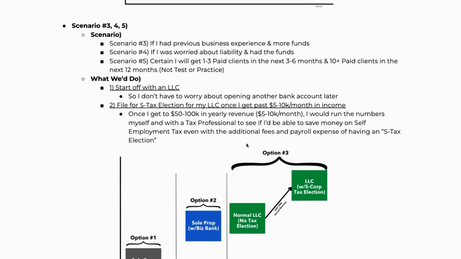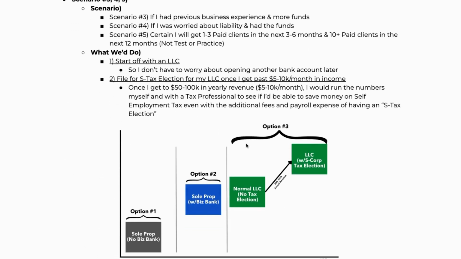Okay. Now scenarios 3, 4, and 5. Let's go ahead and talk about that. If I was in the situation in which I had previous business experience and I had more funds, okay, that's scenario 3. Or if I was in scenario 4 in which I was worried about liability and I already had the funds, okay? Or scenario number 5 in which I was certain that I could get 1 to 3 paying clients in the next 3 to 6 months and 10 plus clients in the next 12 months, not test or practice clients, okay?